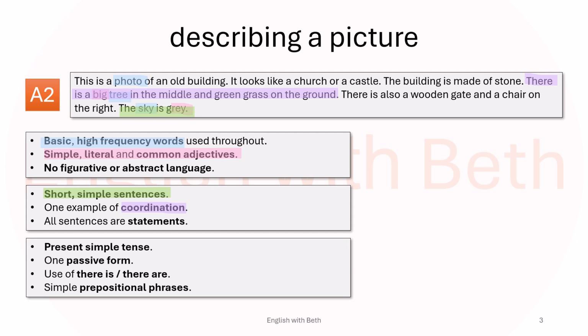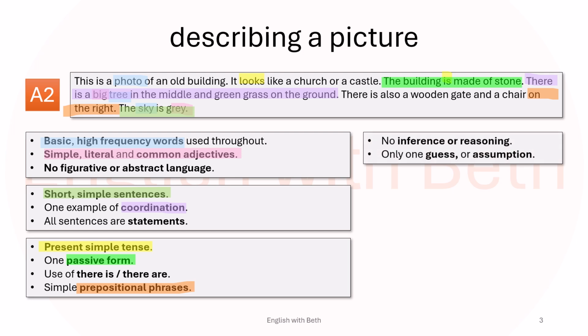It uses the present simple tense, like looks and is. There is one passive form. The building is made of stone. There is use of there is and there are, and simple prepositional phrases like on the right. There is no inference or reasoning, and there is only one guess or assumption here. It looks like a church or a castle. So that's A2 level.